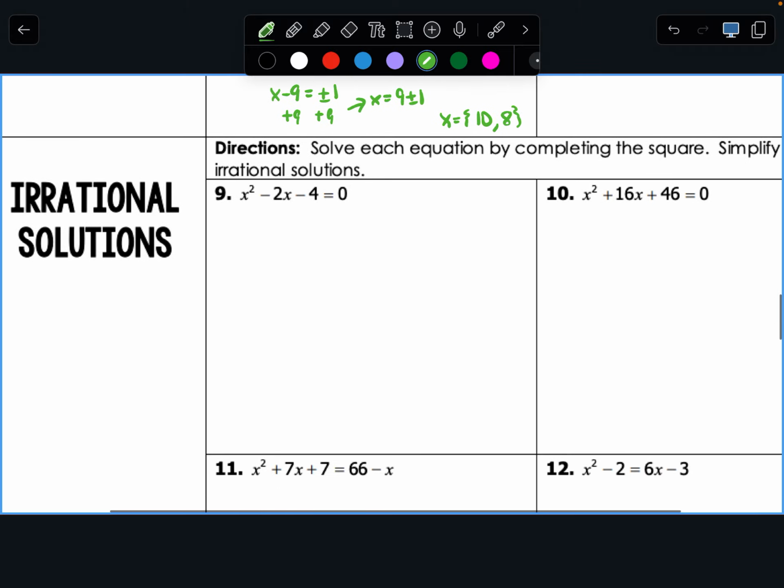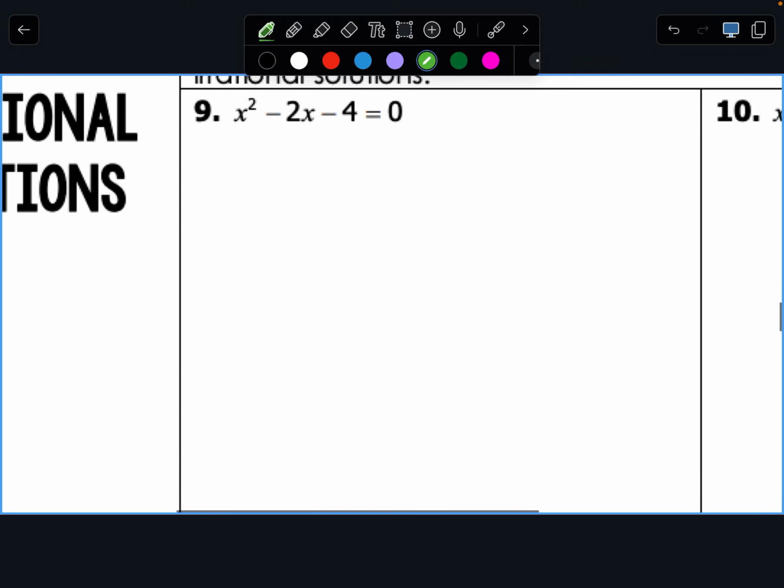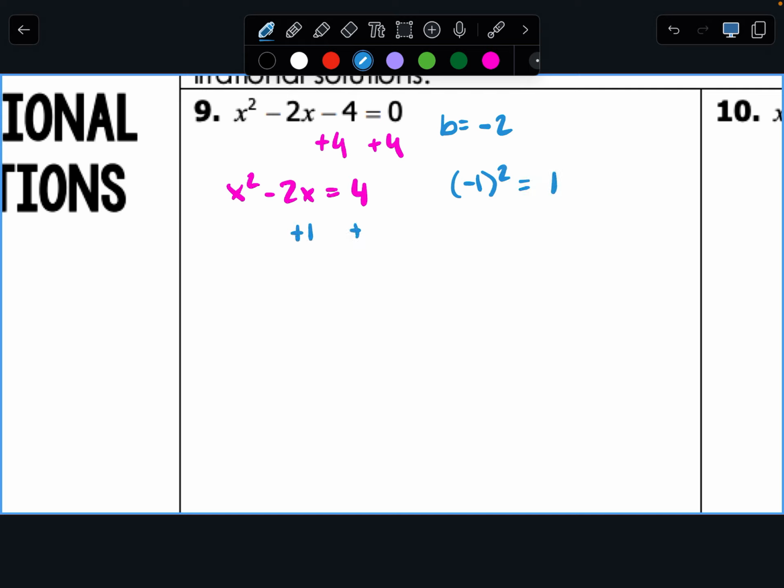Okay. Number 9. So first step, I want x's on the left, my numbers on the right. So we're going to add 4. x squared minus 2x equals 4. Next step, take b. We're going to take half of it and square it. We get 1. Add that to both sides to complete your square.